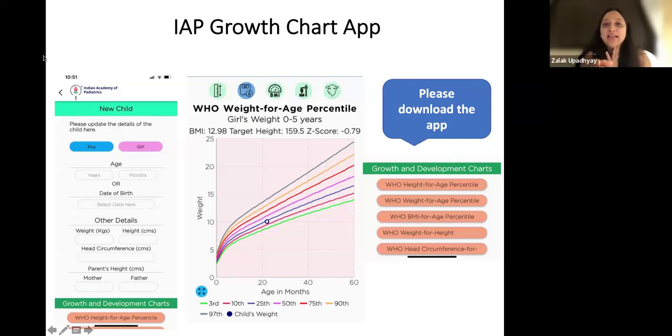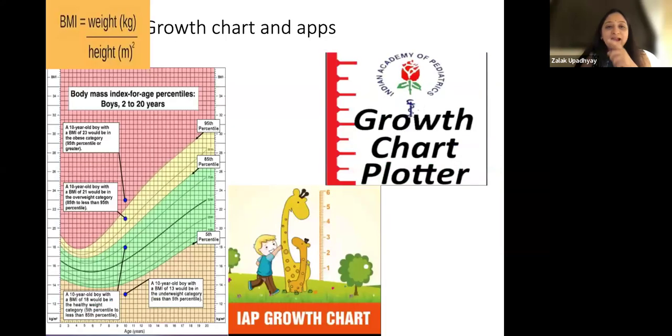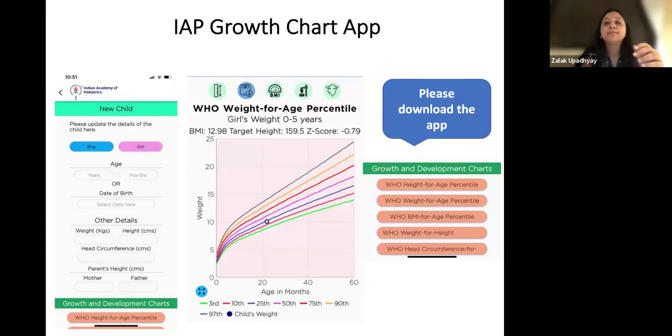Okay, so this is the IAP growth chart. When you put here boy, girl, age, date of birth, height, weight, head circumference, parents' height, you get everything. They will plot it for you. You will get standard deviation also. You will get Z score, target height also. They will calculate BMI also. Everything gets calculated. Some of them told me that this is now getting difficult to download. I even tried using this growth chart plotter, and that was also quite easy. You can try any of them, growth chart plotter or IAP growth chart.